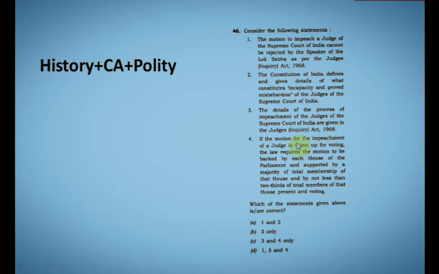If the motion for the impeachment of a judge is taken up for voting, the law requires the motion to be backed by each house of the parliament and supported by a majority of total membership of the house and by not less than 2/3 of the total membership of that house present and voting. So this is your basics. The fourth statement is your basics.